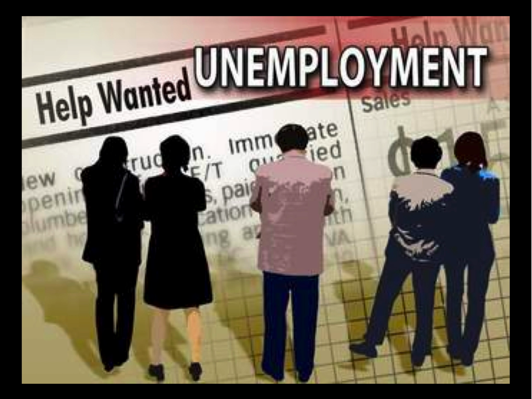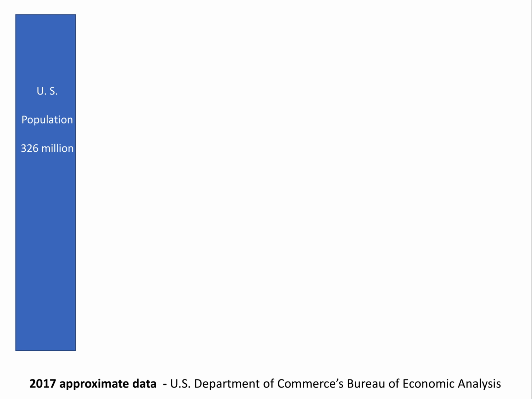So, what is this thing called unemployment, and how are we going to calculate it? Because, needless to say, you're going to have to do that. So, let's start off with what our current population is. And again, this is 2017. So we got about 326 million people in the United States.